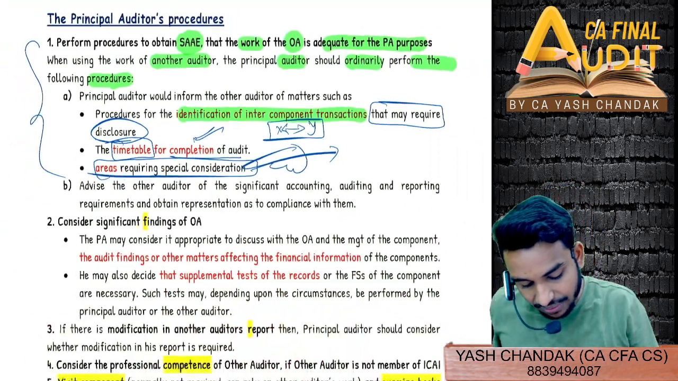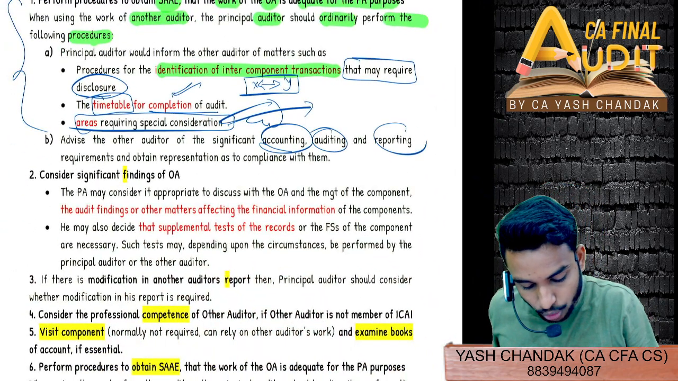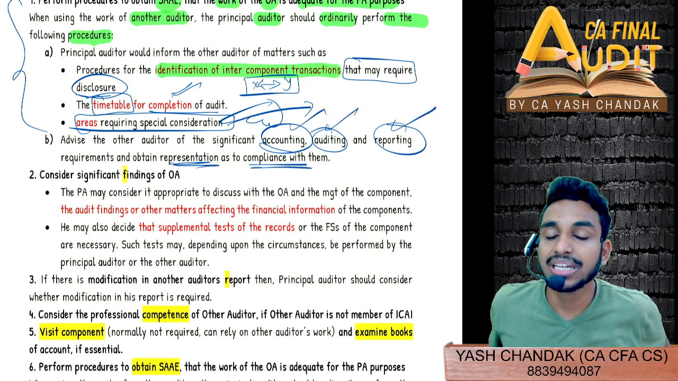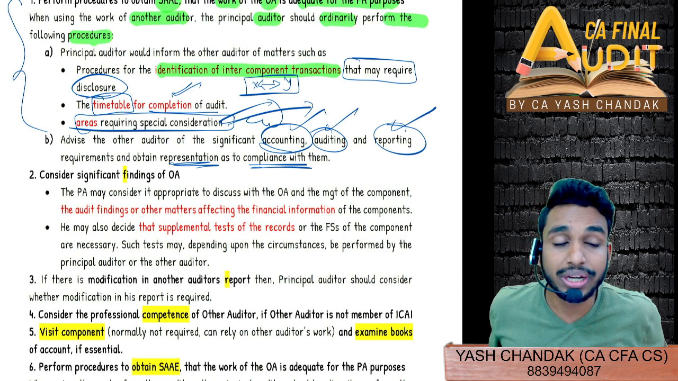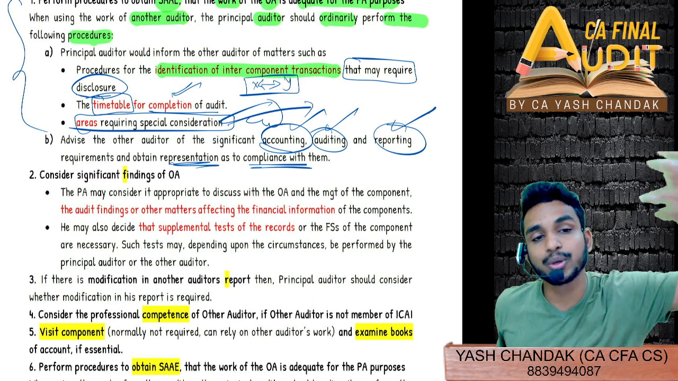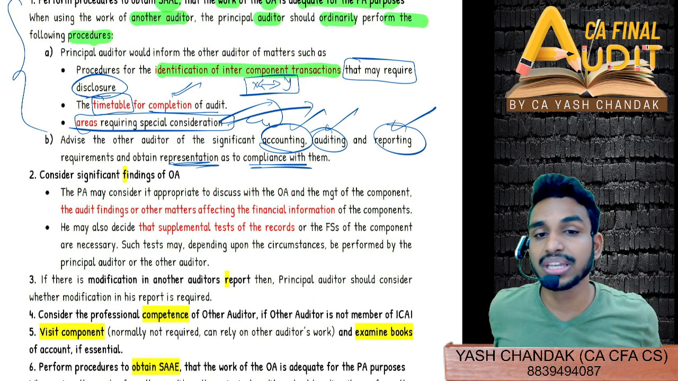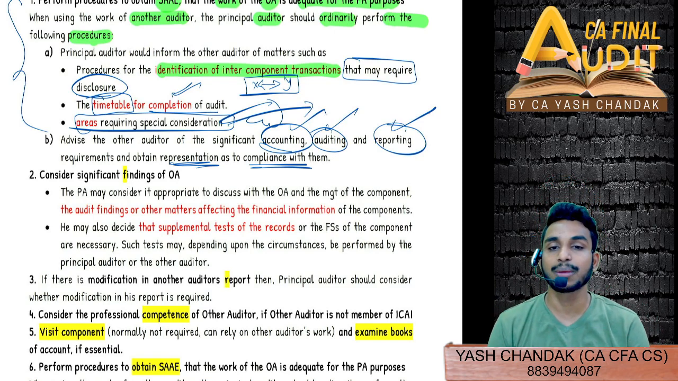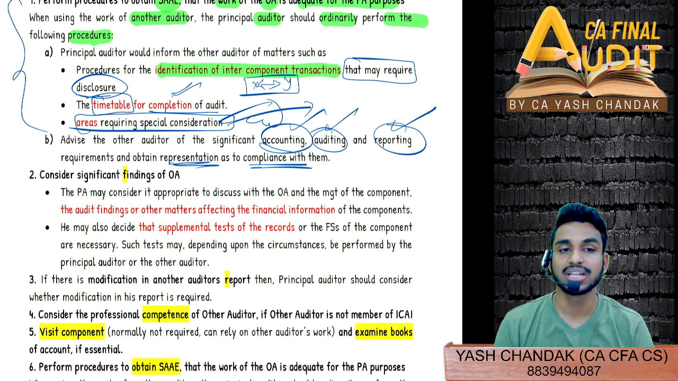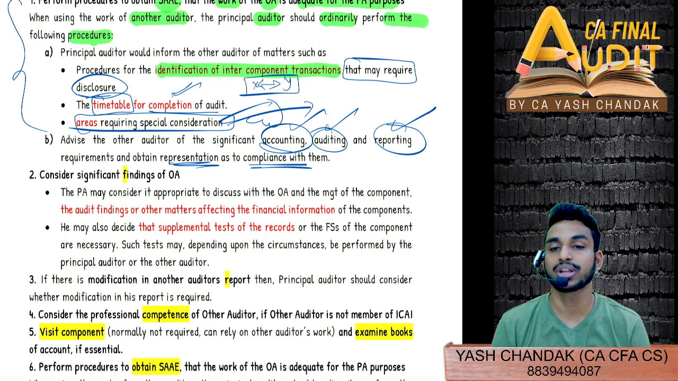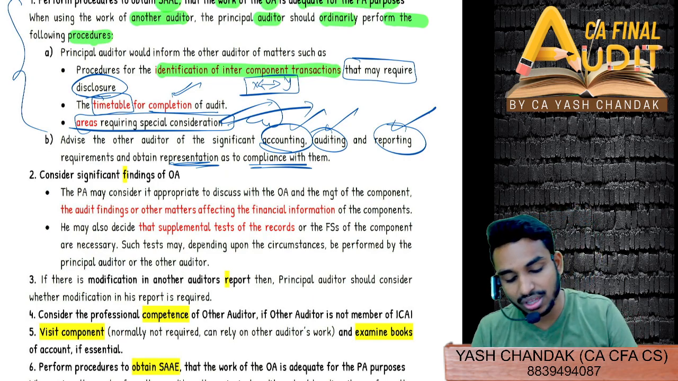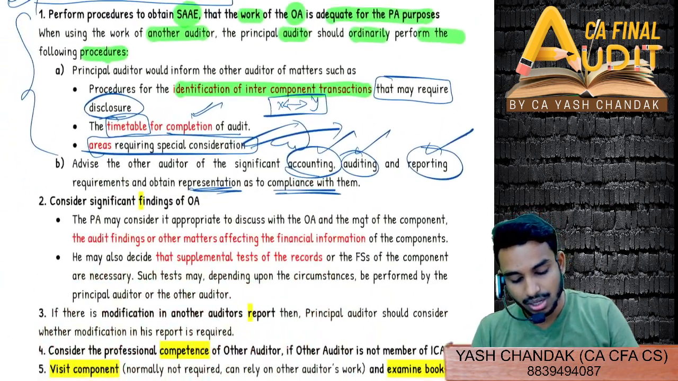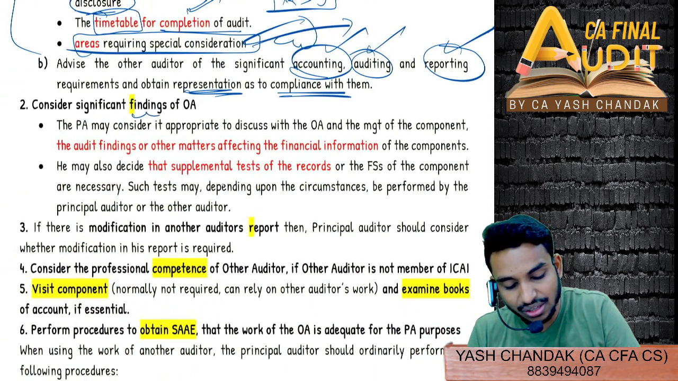Key areas. And then advise the other auditor of the significant accounting, auditing, and reporting requirements and obtain representation as to compliance with them. So any significant reporting requirement to be complied with by the component auditor, any new auditing or accounting requirement that is there at the component level but not at the consolidated level. You will have to look for all these points and advise the component auditor on how he will comply, report, audit, and account for them. That is our first point regarding the principal auditor's key procedures. Now see, we have to consider the significant findings of the other auditor.